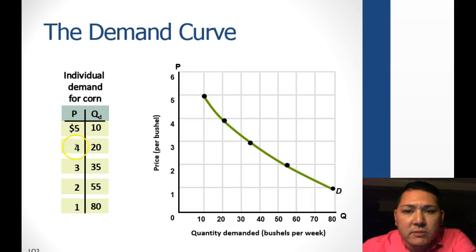Now, as price decreases by another $1 from $4 to $3, the shift along the x-axis of Q, quantity demanded, actually increases. Right? Quantity increases by 15. At $2, the shift is 20 to 55. At $1, the shift is 25 to 80.